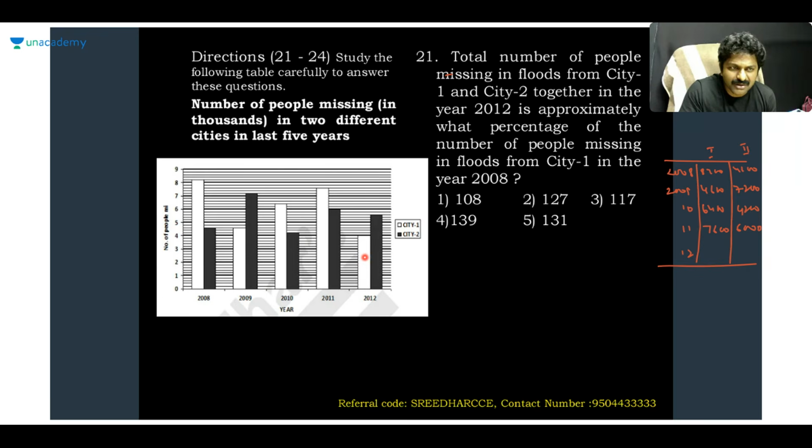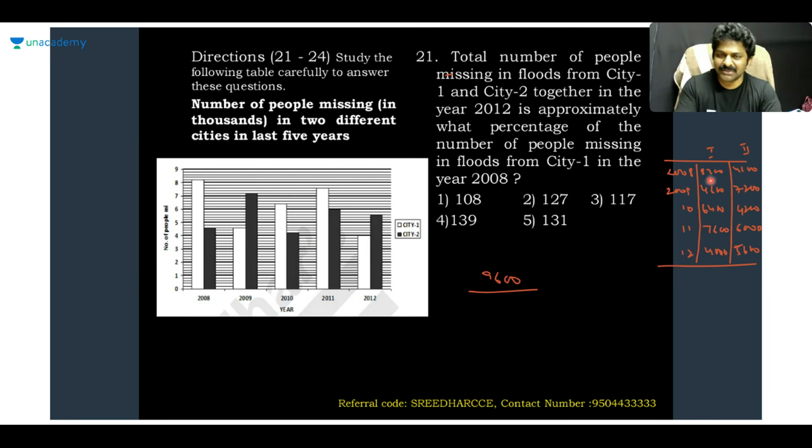Now, 2012, 4,000 and then 5,600. Once you have the table, let me show you how exactly it is going to benefit you. Total number of people missing in floods from city 1, 2 together in 2012. Both together 9,600. 9,600 is what percent of the number of people missing in floods from city 1 in 2008.